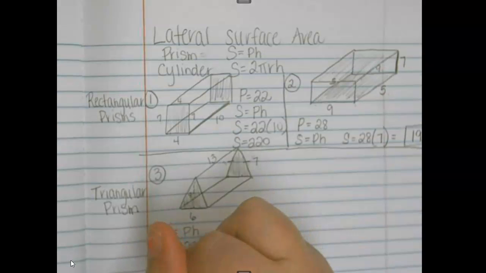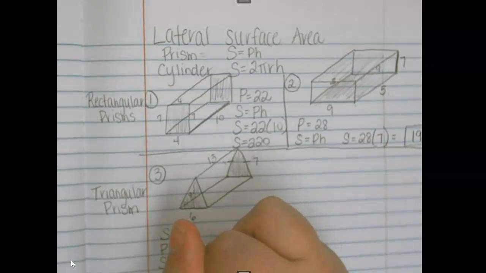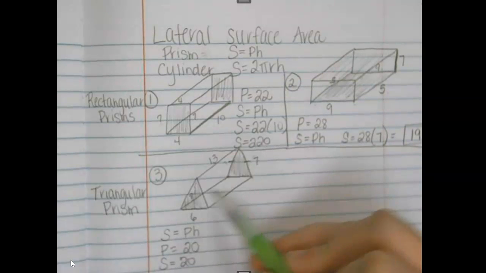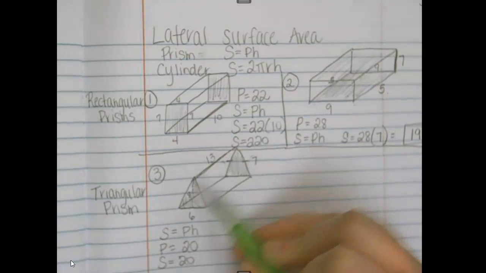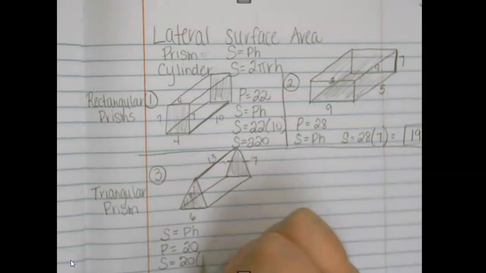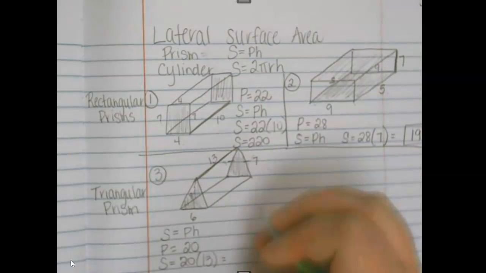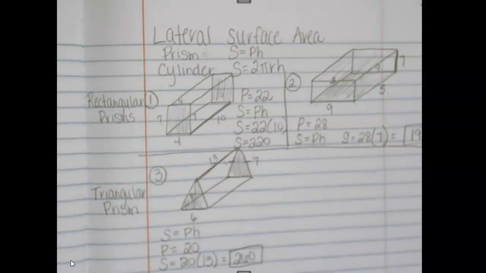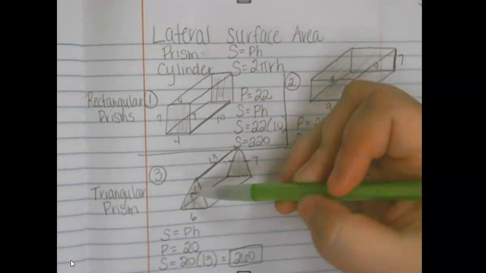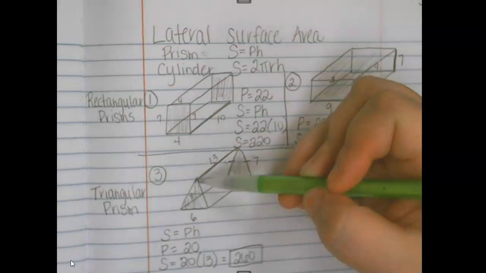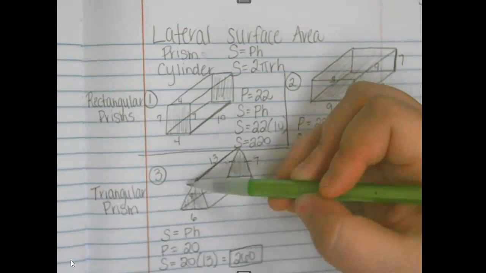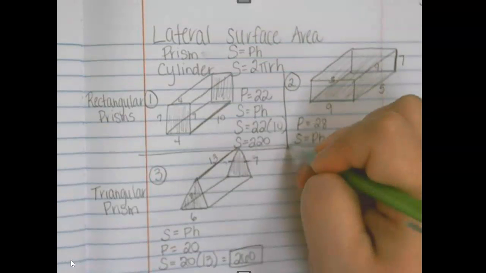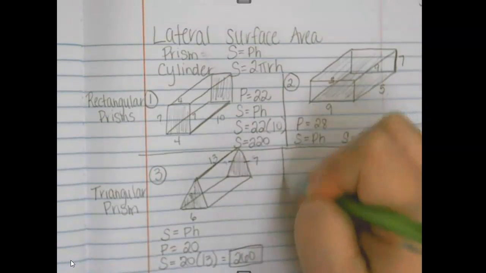Go back and do S equals P times H, so 20. And then this is the height of the entire figure. My height connects my bases. So we get 260. Notice, we did not use this 8. We don't need the height of a triangle for this because we're finding perimeter, which is the sides. So that was just extra information we really didn't need.